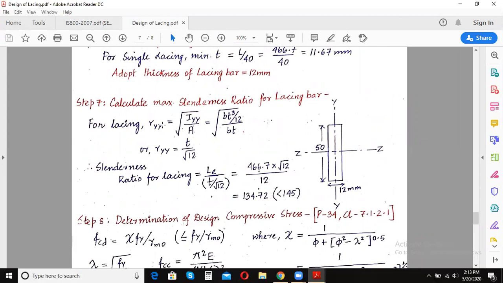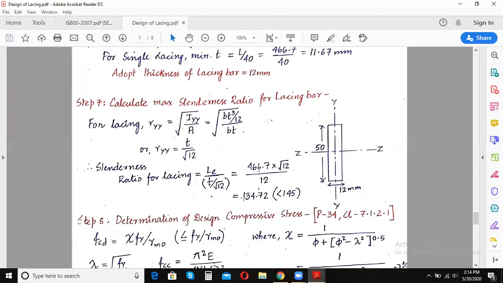How did we calculate it? We first determined the radius of gyration for this lacing plate. The radius of gyration for this lacing plate is T by root over of 12, where T is the thickness of the lacing flat, and this is how we had calculated R. R is equal to root over of moment of inertia divided by area. Moment of inertia for a rectangular section of the lacing is equal to BT cube by 12, where area is B into T. B is nothing but 50 and T is equal to the thickness, that is 12 millimeters. So R is T by root over of 12, where T is 12. And what is the effective length? This effective length value has been calculated in the previous videos. You can go and check them. LE was calculated as 466.7.